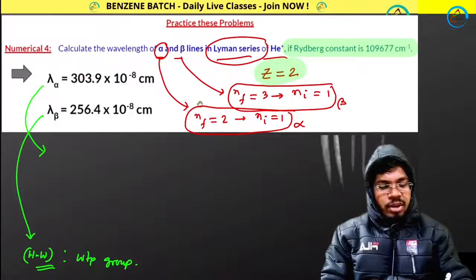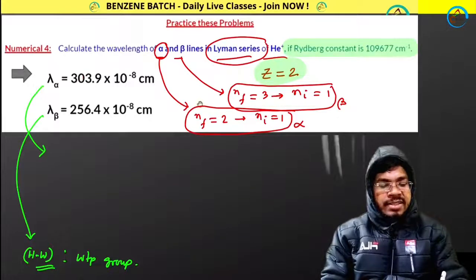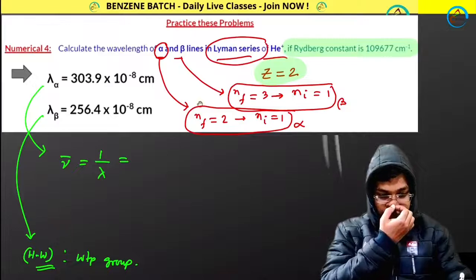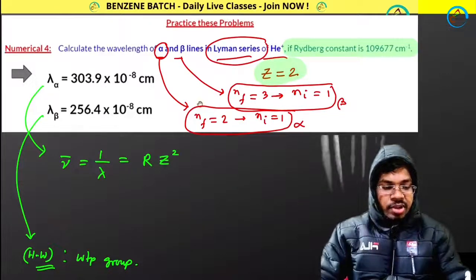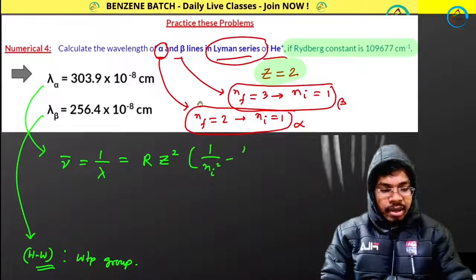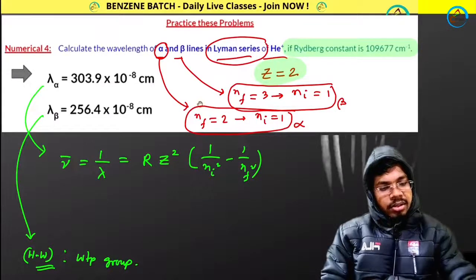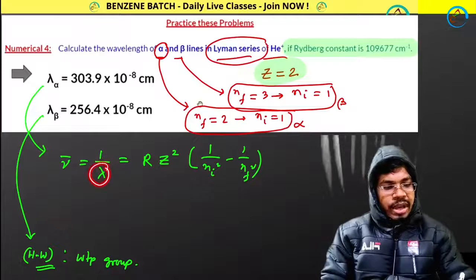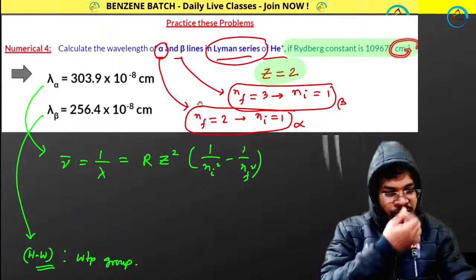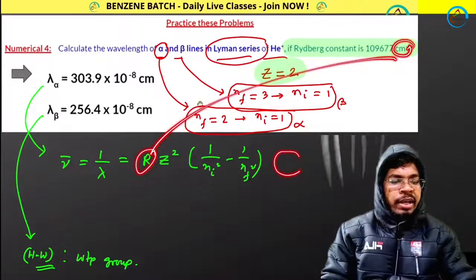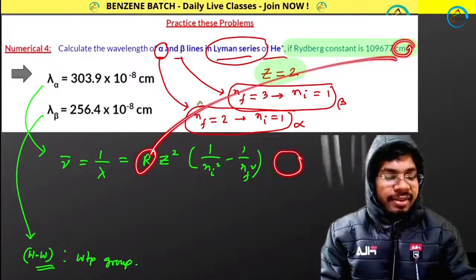So lambda alpha means what? How would I calculate lambda? It's very easy. You know the expression, nu bar equals 1 by lambda equals R, Rydberg constant, Z square, into 1 by Ni square minus 1 by Nf square. Here everything is given in centimeter inverse. So the Rydberg constant has value in centimeter inverse, so I am not putting any unit. The unit will be generated automatically.